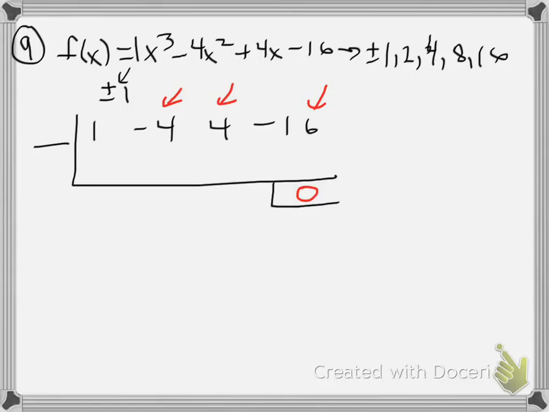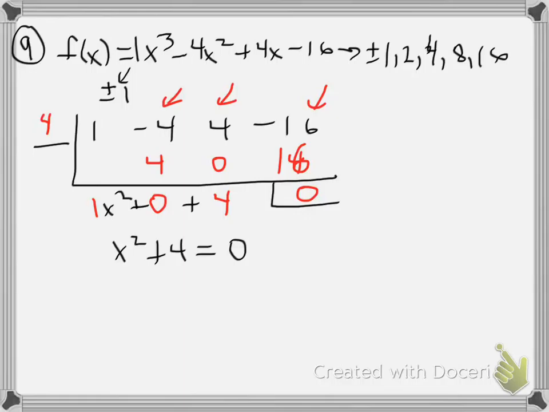So I chose 4. Okay, so I get 1. This is a 4. So that's a 0. And then I get 0 again. So that's a 4, and 4 times 4 is 16. Whoops, I should have wrote 16 there. And I get a remainder of 0. And if I write this out, this is 1x squared plus 0x plus 4. So if I write that, that's x squared plus 4.